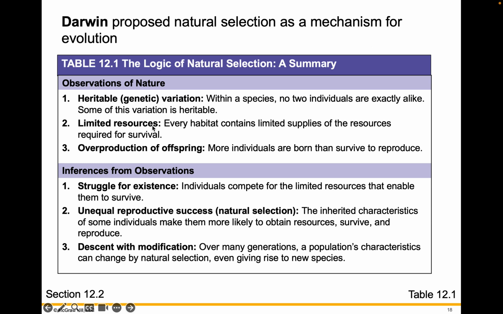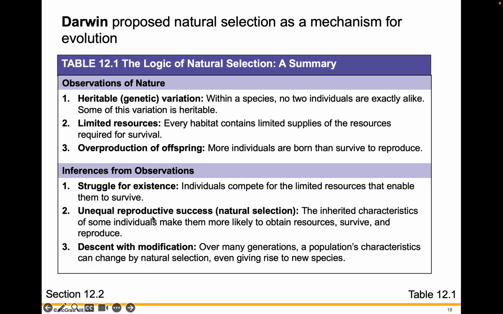Another observation is that there are limited resources. Every habitat contains limited supplies of the resources required for survival. And 3, an overproduction of offspring. More individuals are born than what survive to reach reproductive age and actually successfully reproduce. Some inferences we can make from these observations are that there's a struggle for existence. Individuals compete for the limited resources that enable them to survive.